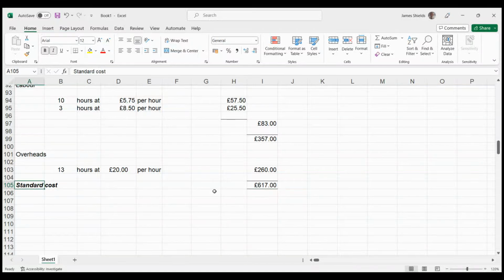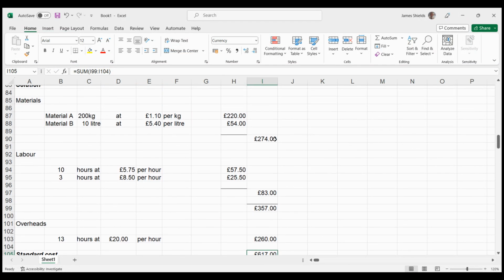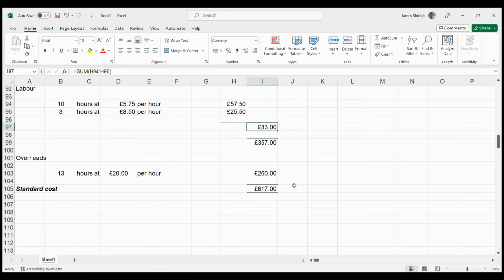So this is not what they're actually going to cost us. This is what we expect them to cost us. It could cost us more or it could cost us less, but we'll get onto that later on. So the standard cost is your material costs of £274, plus the labour of £83, plus the overheads of £260, gives us a total of £617.